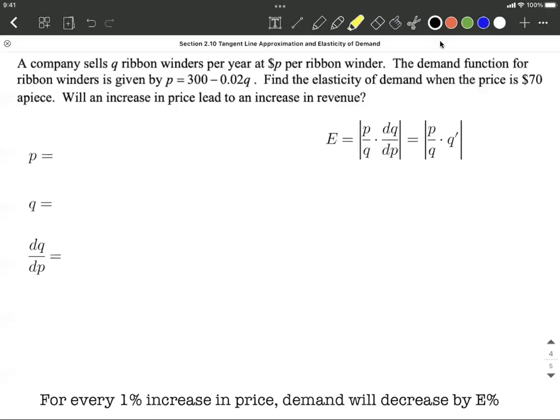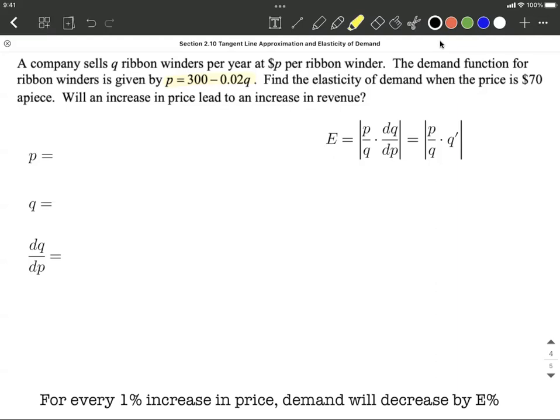Okay, on this example, we're told that Q is quantity, P is price, and the demand function is given to us, where P equals 300 minus 0.02 Q. Now, demand functions always connect together price and quantity. Sometimes P is on one side by itself, as it is in this case. Sometimes Q is on one side by itself.